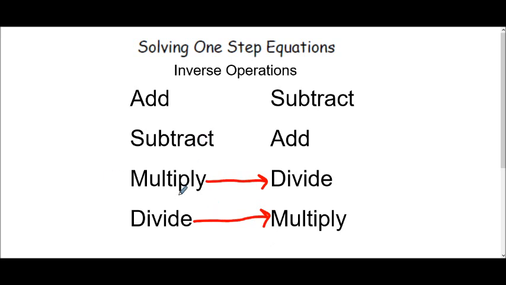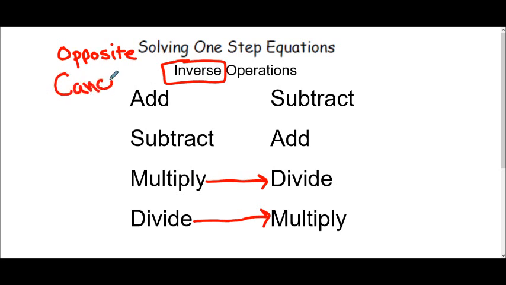So if you have an equation that has multiplication in it, you're going to divide in order to inverse or cancel that operation. Okay? So remember, inverse operations are opposite operations, and they will make terms cancel. That's what we're going to be doing today. We're going to try to cancel things in order to isolate a variable.